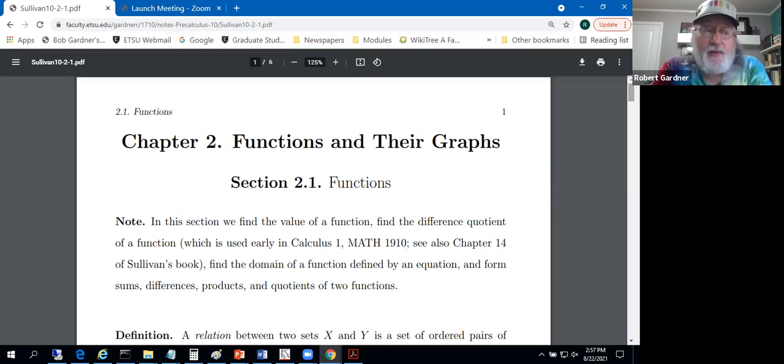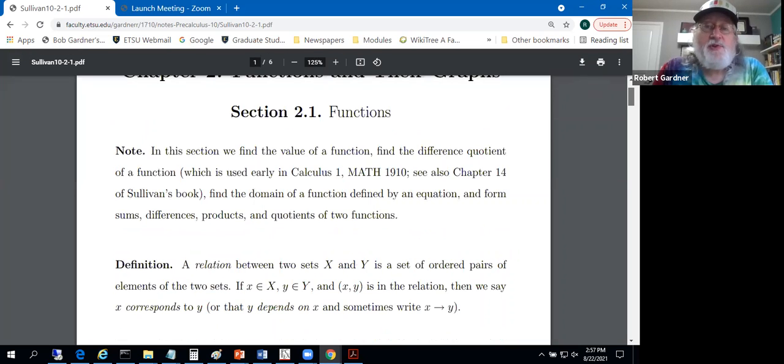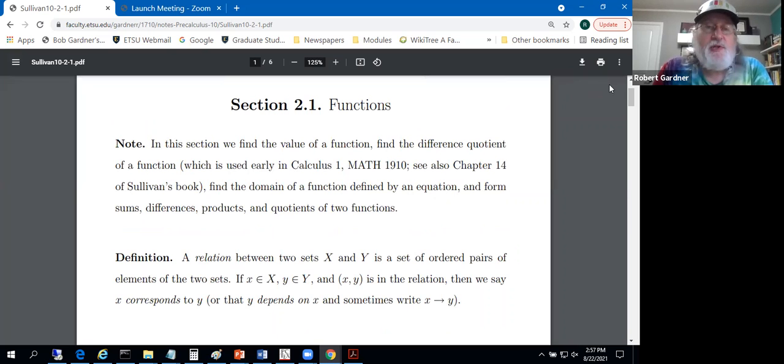One of the last things we'll add to the library are logarithmic and exponential functions. So we'll carry this library of functions idea from chapter 2 throughout the rest of the course. For now, 2.1, let's define functions to get a clean idea of what a function is. We'll, in this section, find the value of a function, find the difference quotient of a function. This is something you'll see again in Calculus 1. We'll find the domain of a function defined by an equation and form sums, differences, products, and quotients of two functions. We'll make new functions out of old functions through those operations.